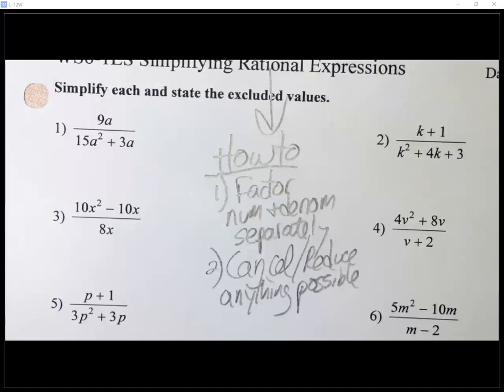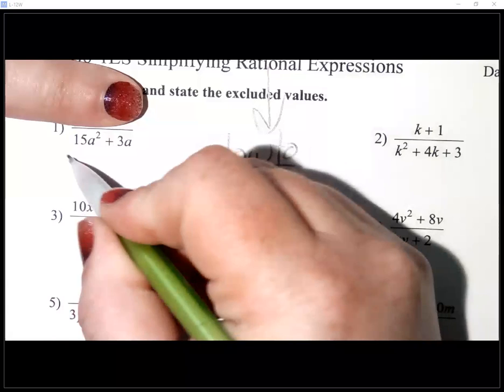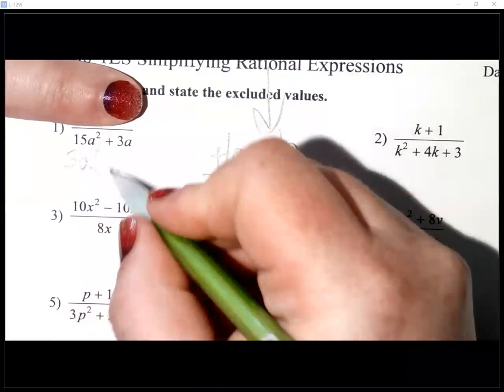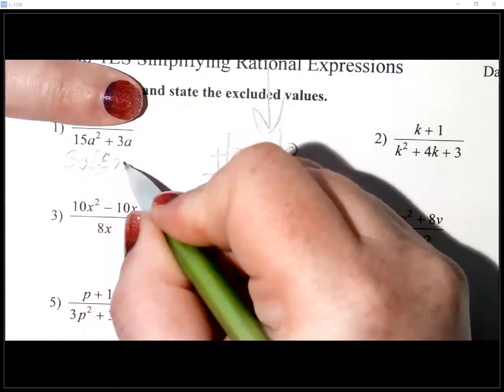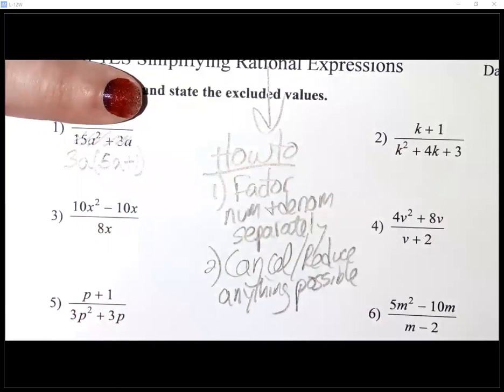You have to just look. So if we're going to look at number one, I'm going to look at just the numerator all by itself. 9a, there's nothing to factor there. Okay, that's fine. So I leave that alone. But in the denominator, if I cover up the numerator, I'm only looking at that denominator. 15a squared plus 3a. What can you factor out of that? 3a. So let's take out a 3a and I'm left with 5a plus 1, right? I like to kind of cross this out just so I know that I've done that.